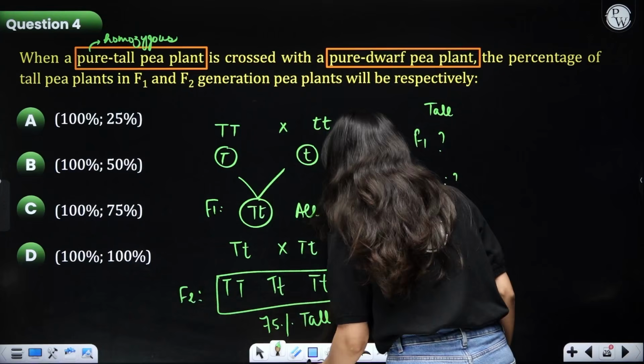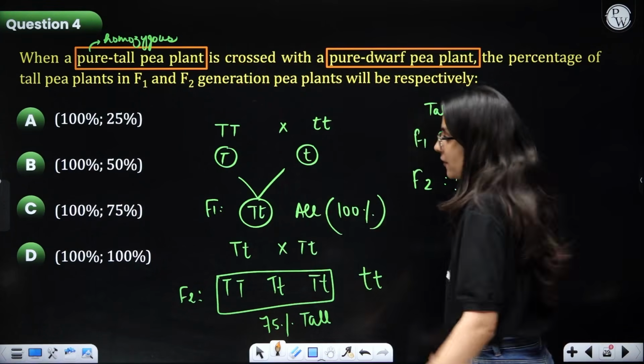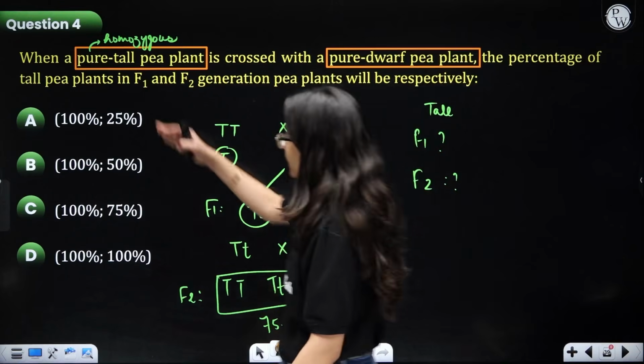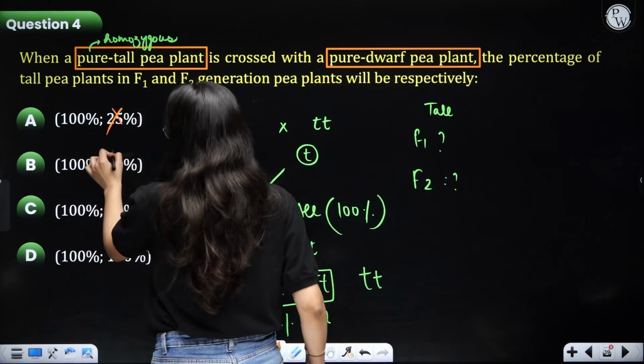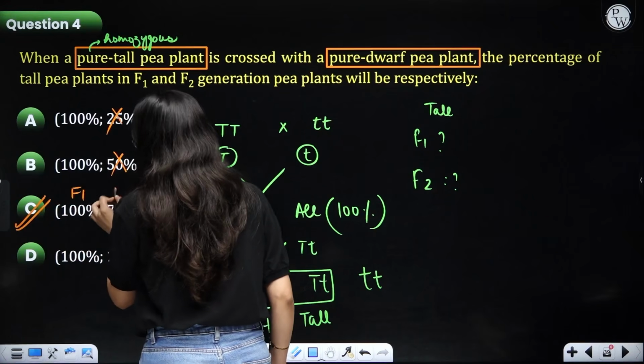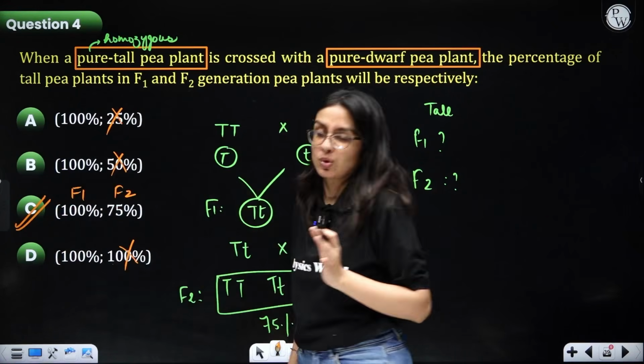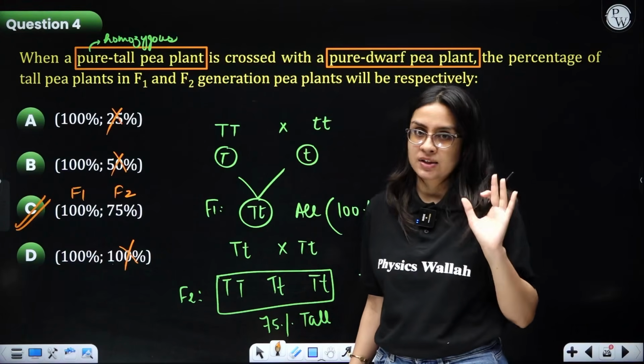So what do we have to choose? 100% in F1 and 75% in F2. So we see 100 over here, but this is not right. Over here we see 175, no. 100% in F1, 75% in F2. Not this one again, 100% is not seen in F2. So the correct option happens to be option C.